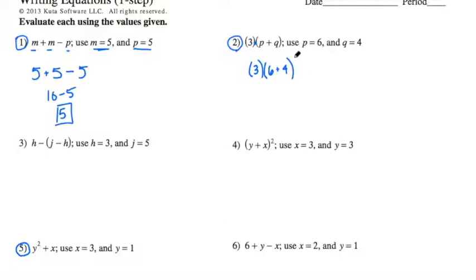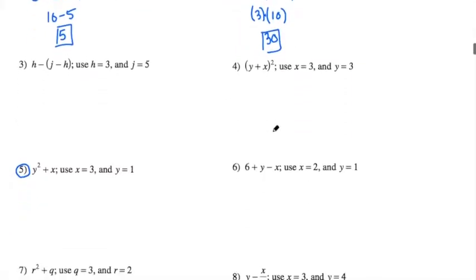Okay, we've replaced the variables with the values that we were told, and so now we're going to just follow the order of operations. So we're going to work inside parentheses. There's nothing really to do inside the first parentheses. The second parentheses, I can add the 6 and the 4 to get 10, and now I've got 3 and 10 multiplied by each other, so we've got 30. So the value of this expression when p is 6 and q is 4 is 30.